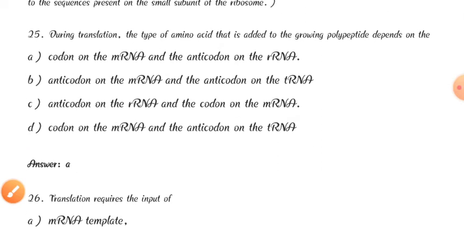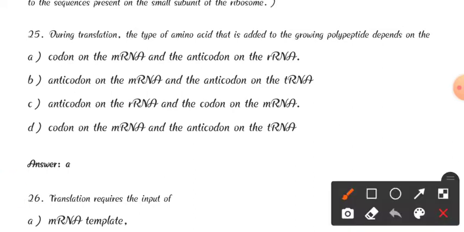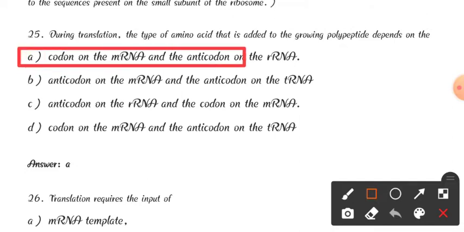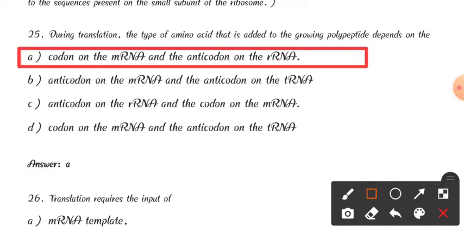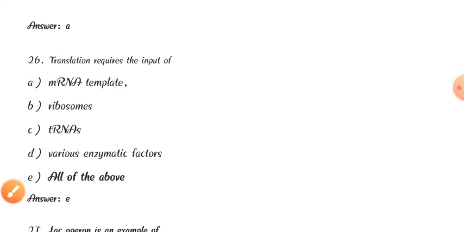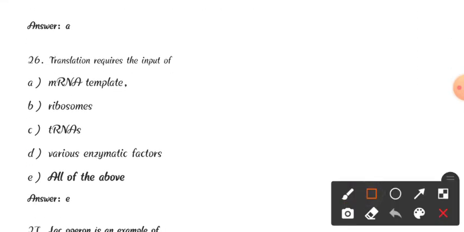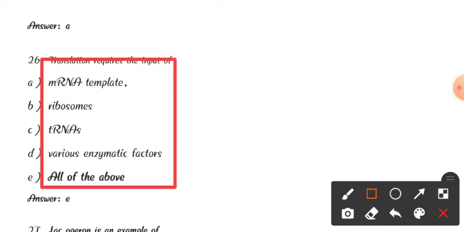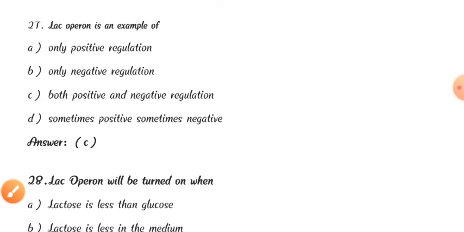Then question number 25. During translation, the type of amino acid that is added to the growing polypeptide depends on option A, that is the codon on the mRNA and anticodon on the tRNA, is the correct answer. Now next question number 26. Translation requires the input of option E, all of the above, is the correct answer. That means mRNA templates, ribosomes, tRNAs, various enzymatic factors. So translation requires that. Now question number 27. Lac operon is an example of what?